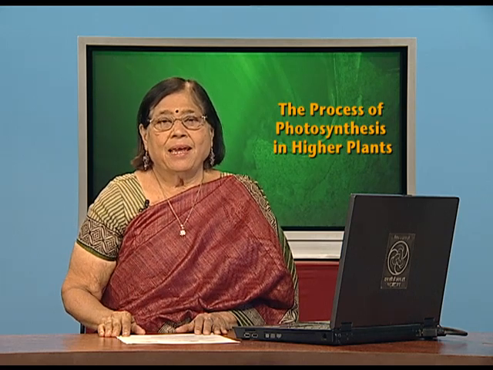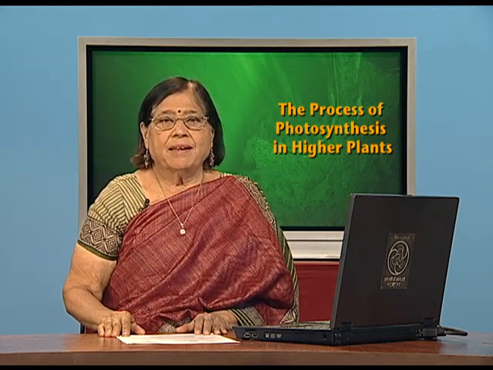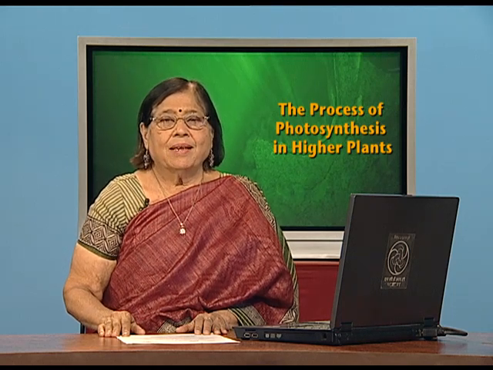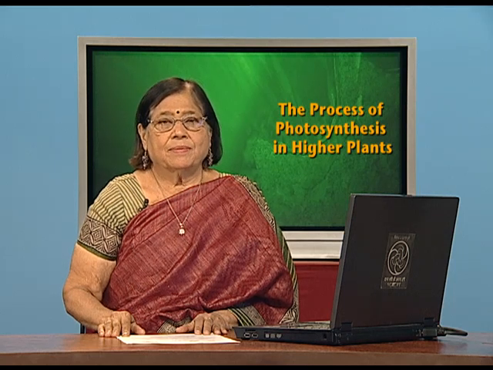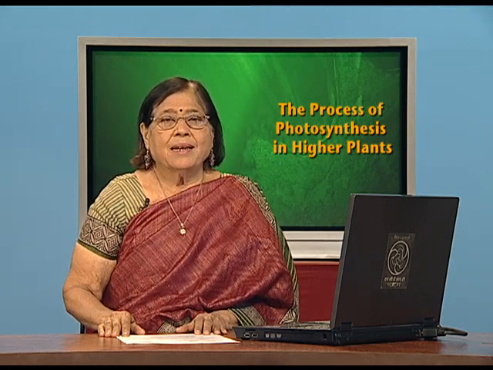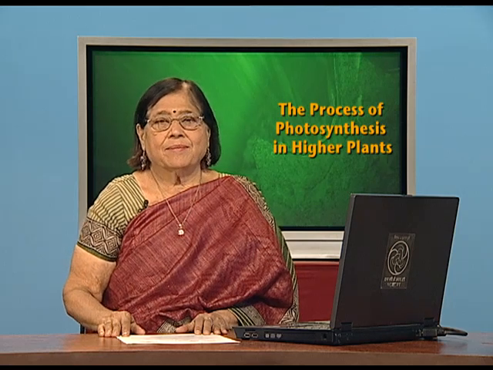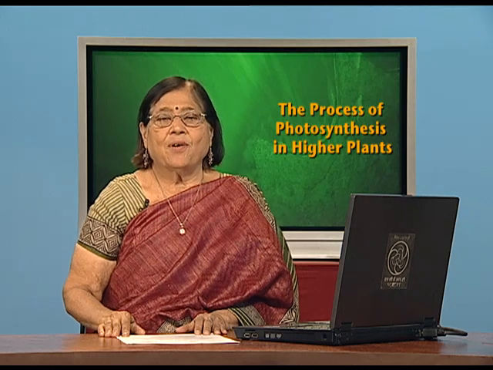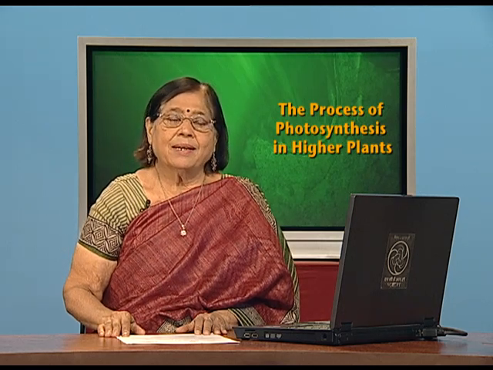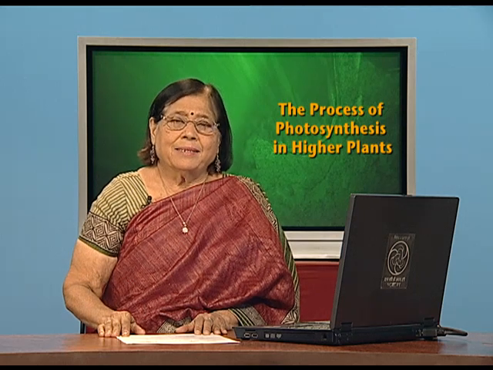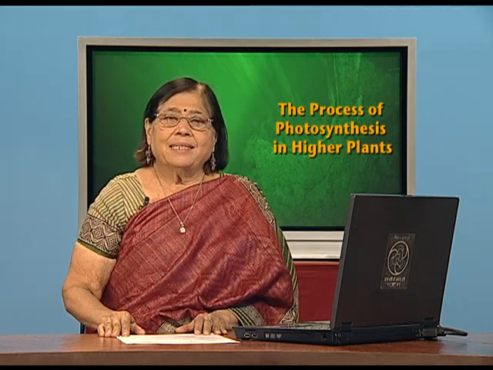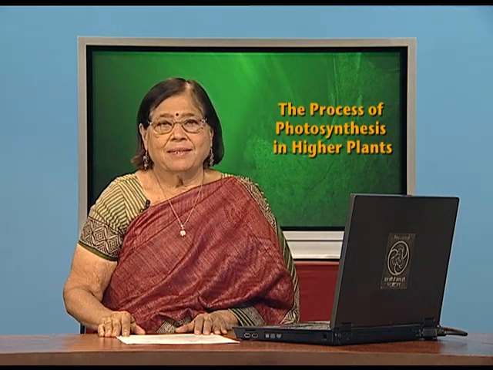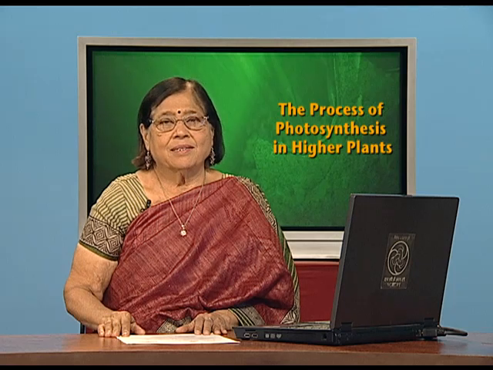Because chlorophyll A is bluish green in color, whereas chlorophyll B is yellowish green, xanthophyll is yellow, and carotenoids are yellow to yellow-orange. Depending upon which pigment is present in which part of the leaf or the plant, you will find that particular color. But eventually, it is chlorophyll A which is basically involved in photosynthesis and helps in the synthesis of food in the plant.